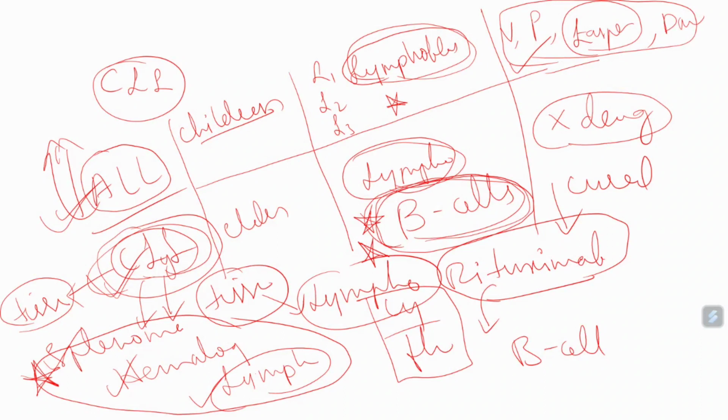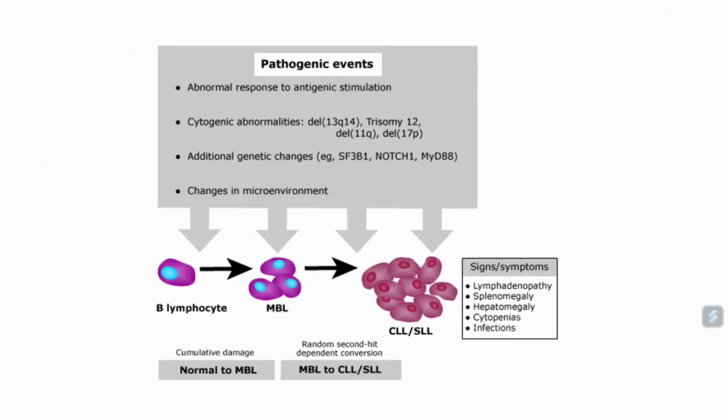Okay, so I think you understood the difference between acute lymphoid leukemia and chronic lymphoid leukemia. This is just a revision. Now, about chronic lymphoid leukemia, I already told you about the pathogenic events. Mainly it is caused by genetic causes: deletion of the 13th chromosome, trisomy, deletion of the 11th chromosome, and deletion of the 17th chromosome. All these things we have already discussed in previous classes.